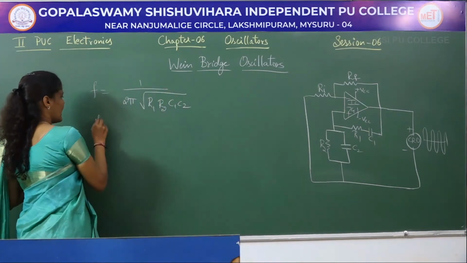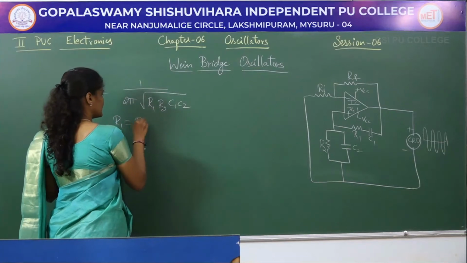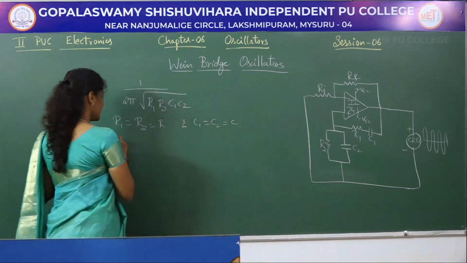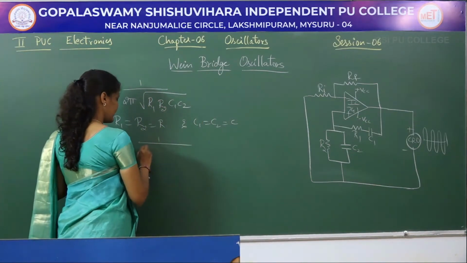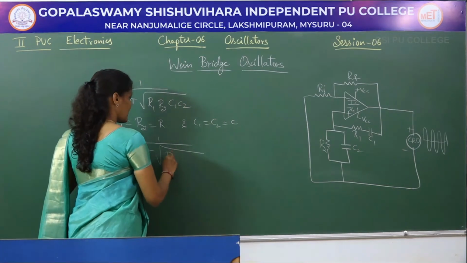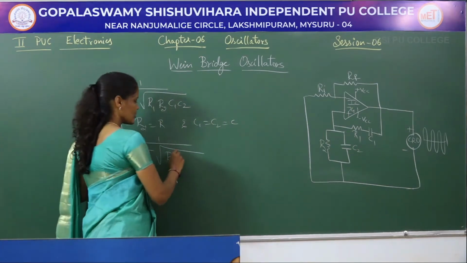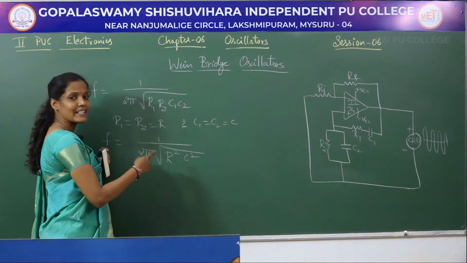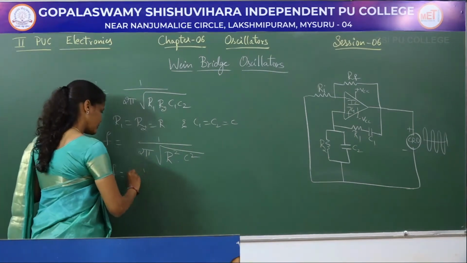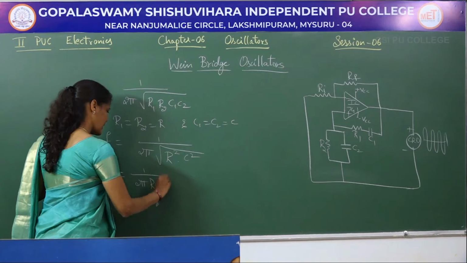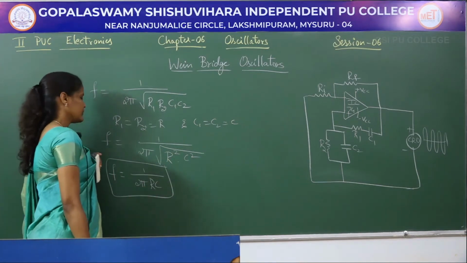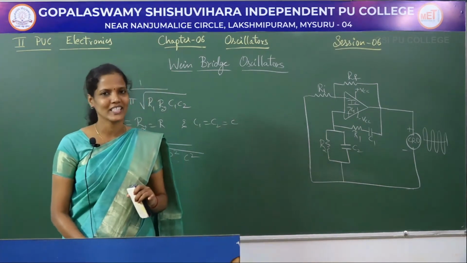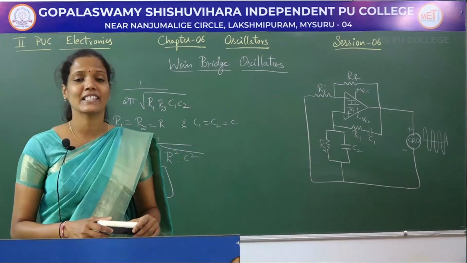If R1 R2 is equal to R and C1 C2 is equal to C, then f will be equal to 1 divided by 2 pi root of R1 R2, both values are the same, so R square into C square, R into C whole square, root of RC whole square. So f is equal to 1 divided by 2 pi RC. So this is the formula which can be used in order to calculate the frequency of the signals that are generated. You can design the circuit accordingly.